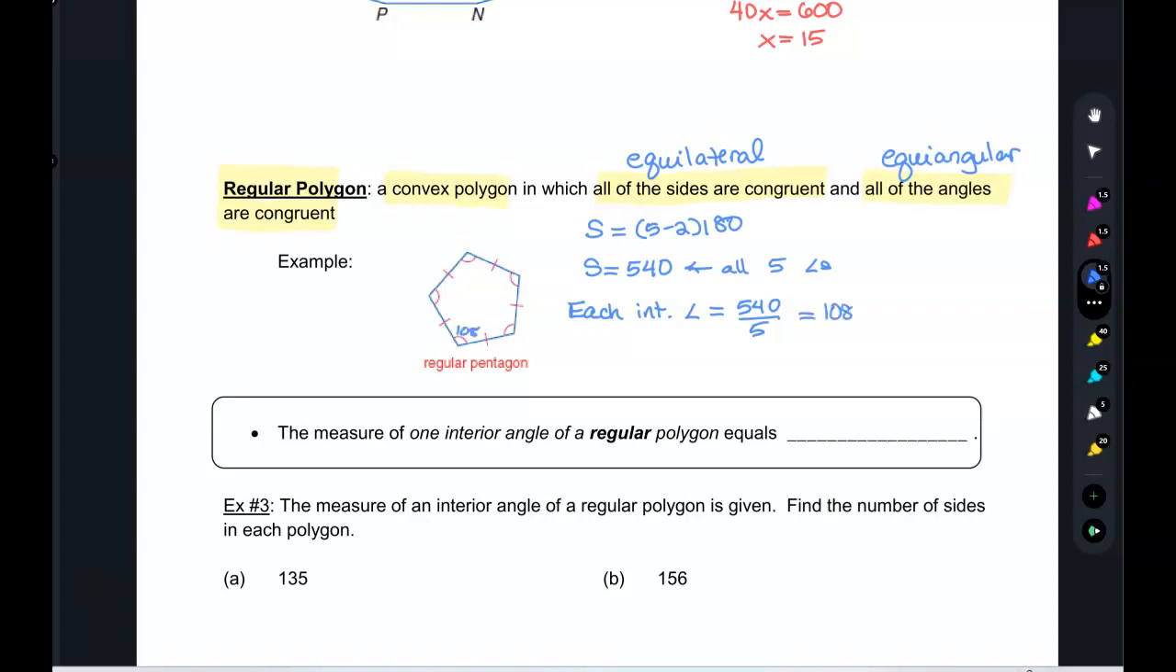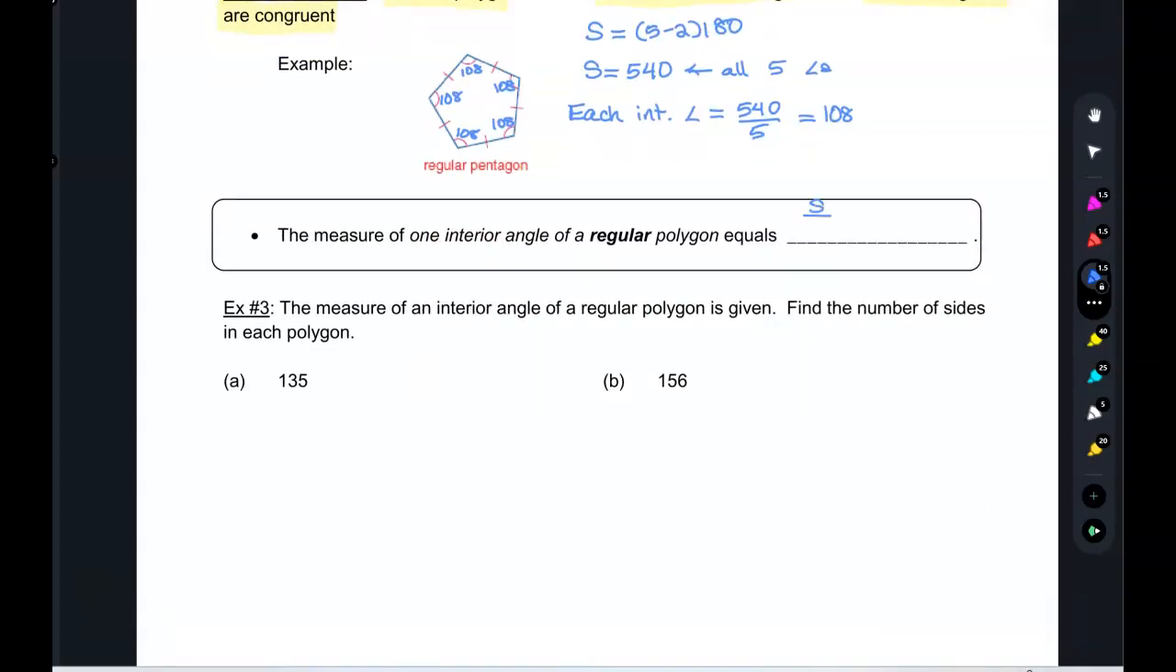That means each and every angle is 108 degrees for a regular pentagon. Of course, it's going to be different if it were a regular octagon or a regular decagon, 10 sides. Okay, so can we come up with a formula to find the measure of one interior angle of a regular polygon? S over N, or we could do N minus 2 times 180 divided by N.